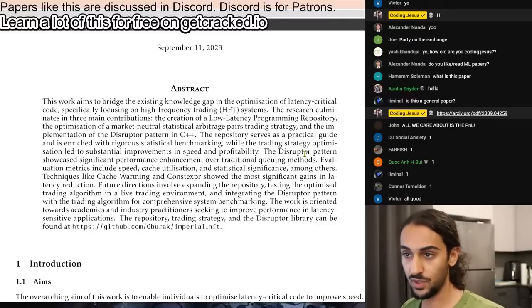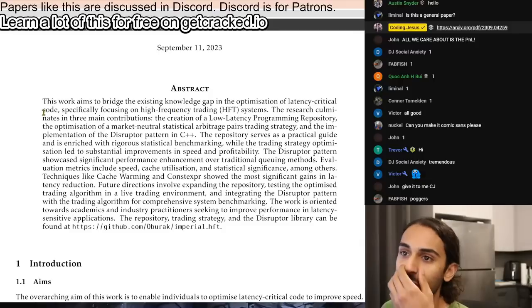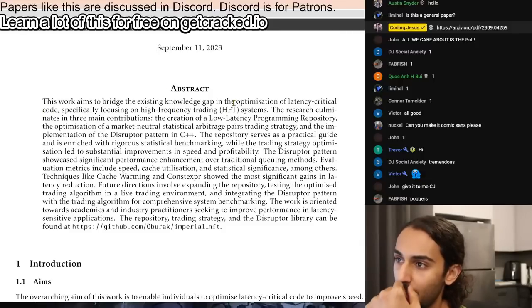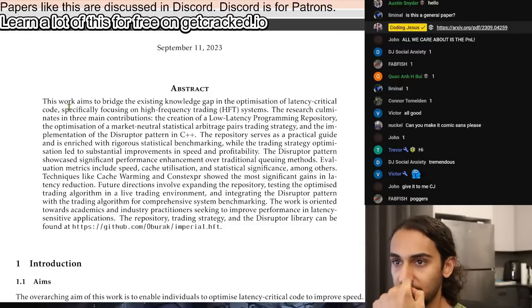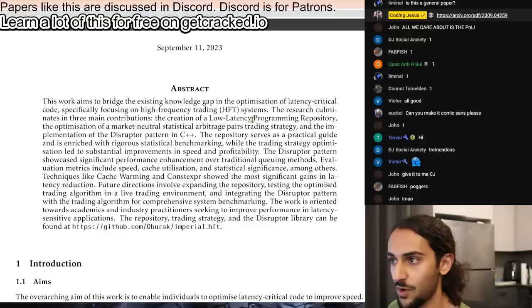Part of being able to read these papers is understanding what's important and what's not. This work aims to bridge the existing knowledge gap in the optimization of latency-critical code, specifically focusing on high-frequency trading strategies.